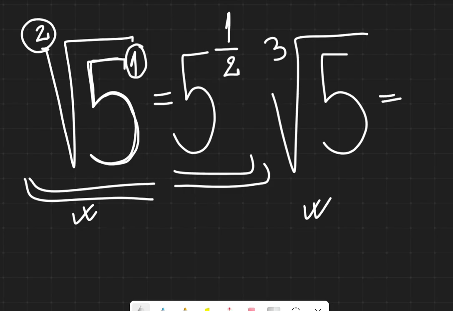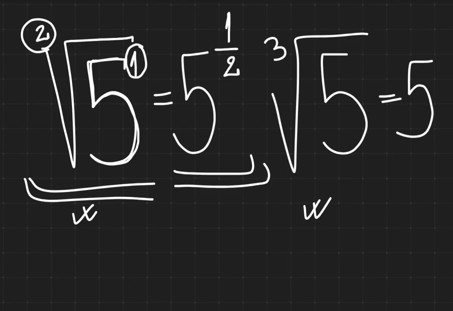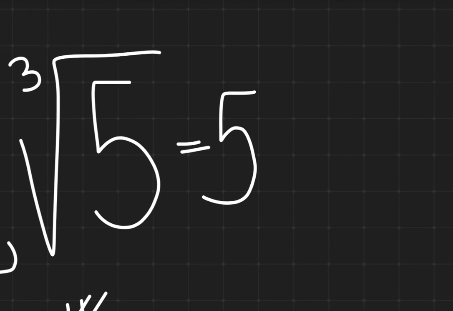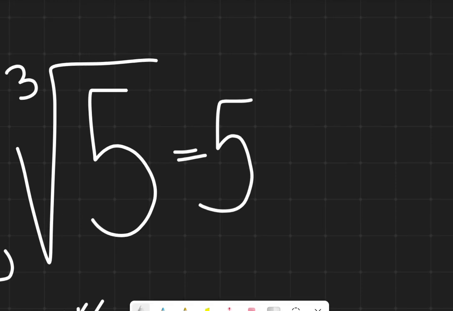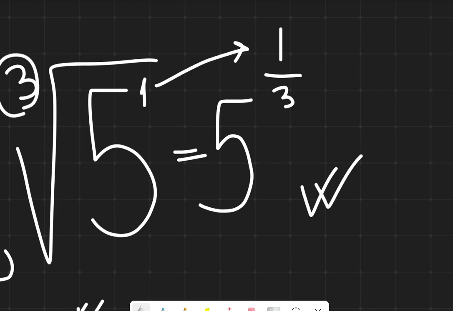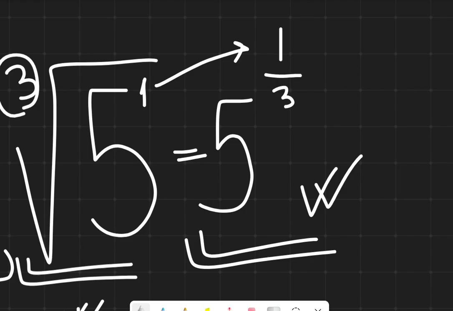Same thing over here. It will be 5 to the power of, we said, what is the exponent of 5? The one that we don't write. So we consider that there is 1, because 5 to the power of 1 is equal to 5. Now we write a fraction line. 1 goes up and this number here goes down. So 3 goes down. So it's the same if you write cube root of 5 or 5 to the power of 1 over 3. Okay, let us apply the rule now backwards.